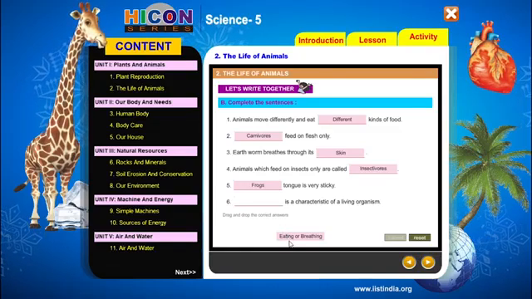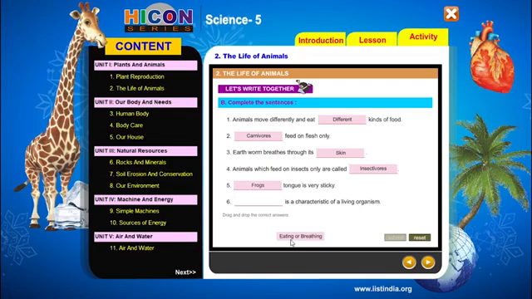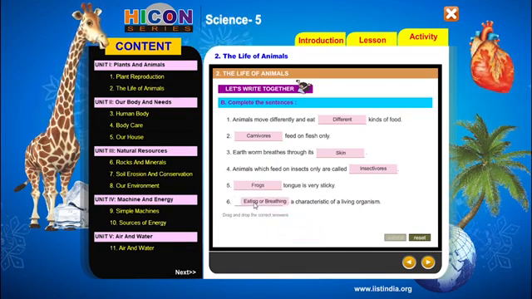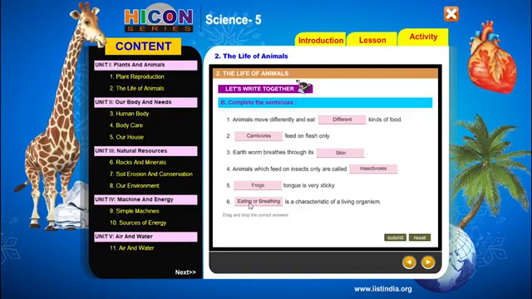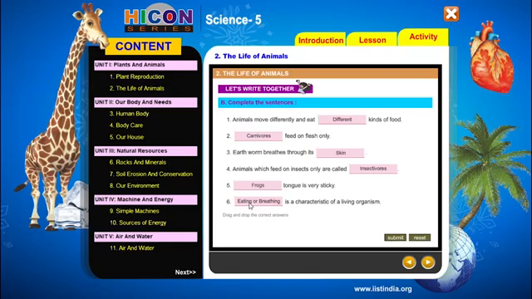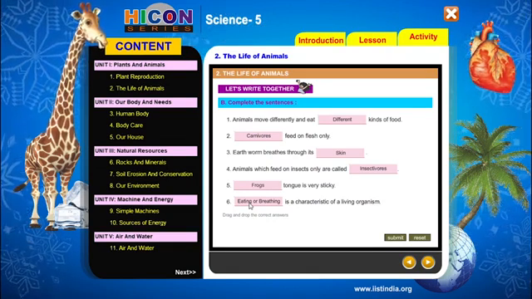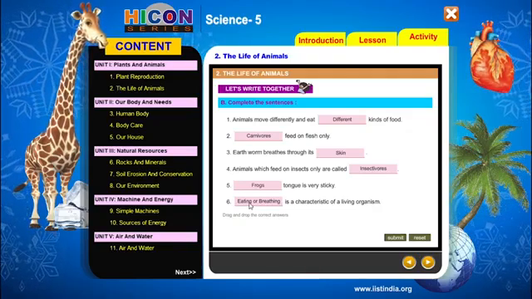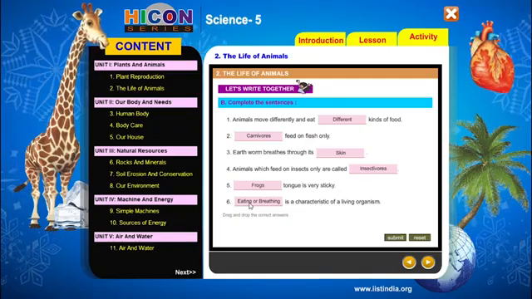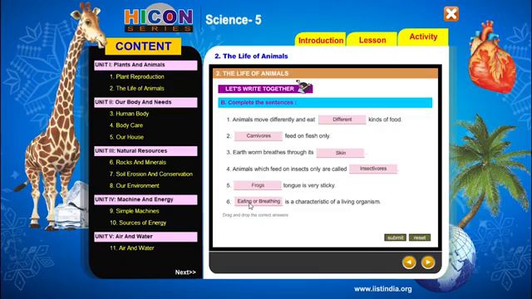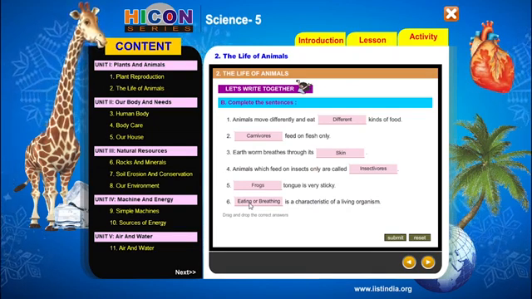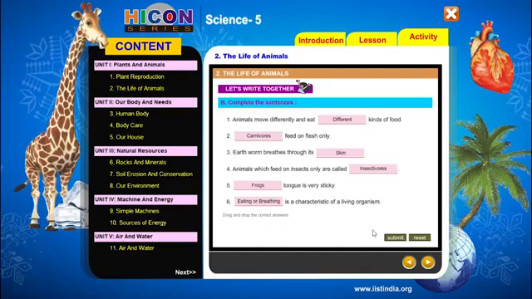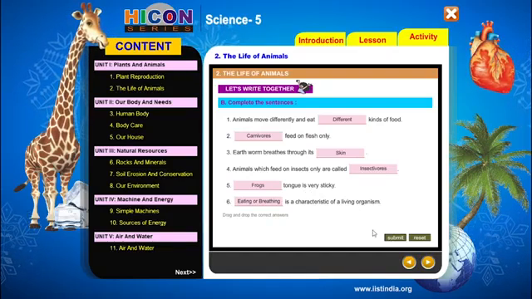So, there are eating and breathing. All the living organisms will eat and breathe because all living organisms need energy to perform their activities like moving. So, that's why they should eat. And also, all living organisms need oxygen. That's why they have to breathe. So, eating and breathing are the characteristics of living organisms. So, children, these are the answers for the given sentences. The simple way is we have to pick the correct answer for the given sentence and write that word in the given sentence. So, children, this is about the second part in the activity section.